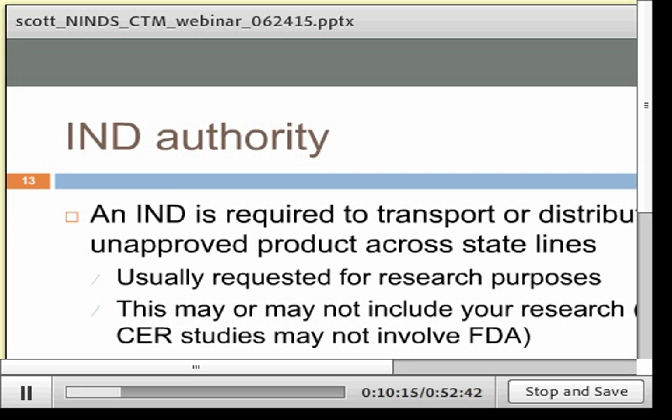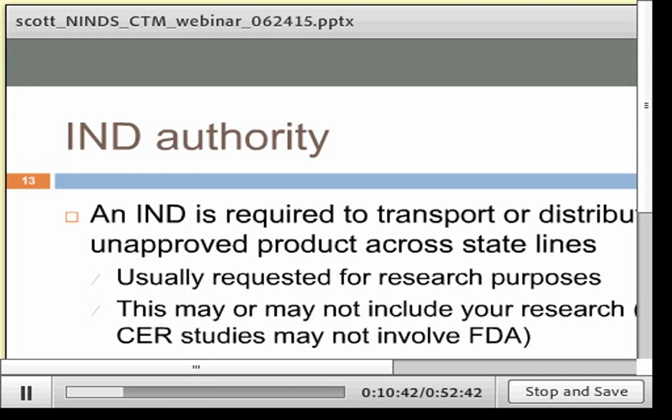A lot of comparative effectiveness research, for instance, involves comparing two or more approved agents in the indication that they're labeled for, and that generally doesn't require an IND. I would say, your mileage may vary. If you're not sure your study doesn't require an IND, then certainly you should contact the relevant part of FDA to find out for sure.